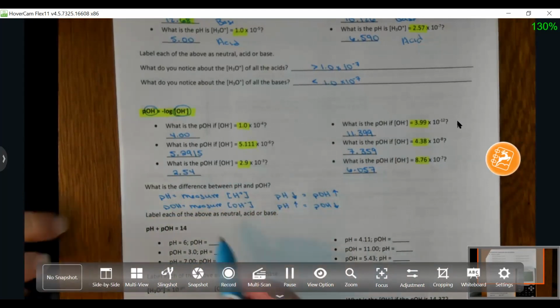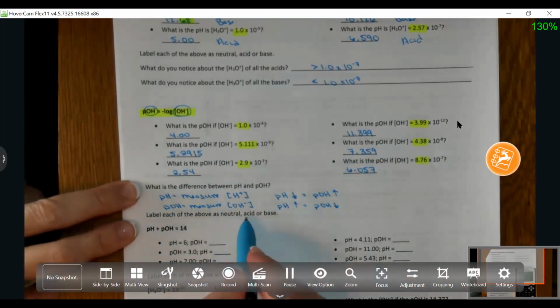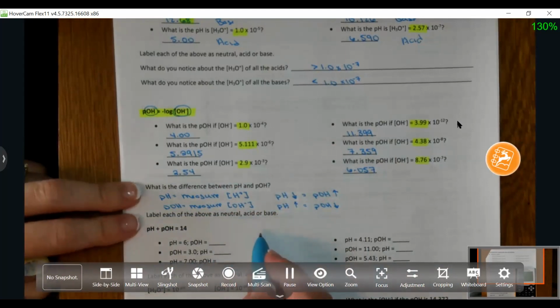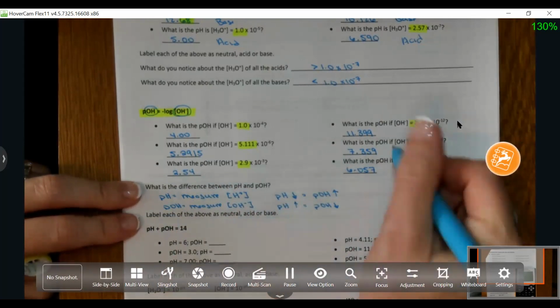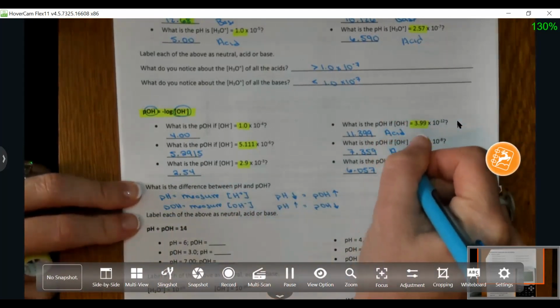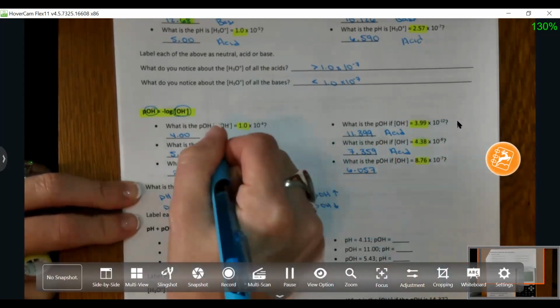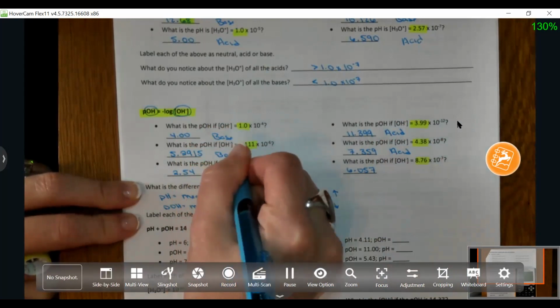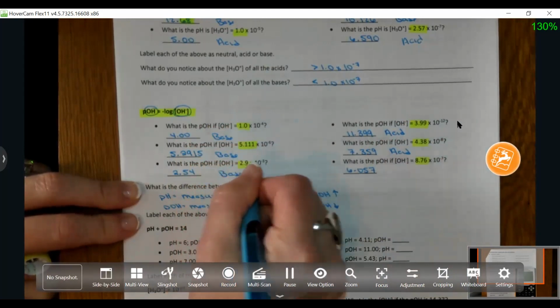So in this case, when we're trying to label each of the above as acid, neutral, or base, the acids are going to have a higher pOH. So this one's going to be an acid, and this one's going to be slightly acidic. Whereas the rest of these are going to be bases, because bases are going to have a low pOH because they have a lot of hydroxide ions in solution.